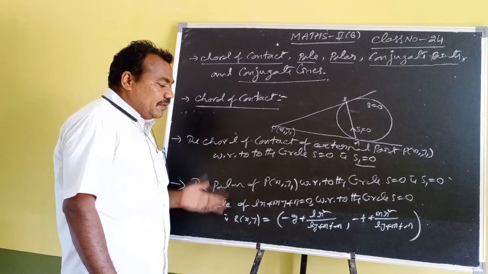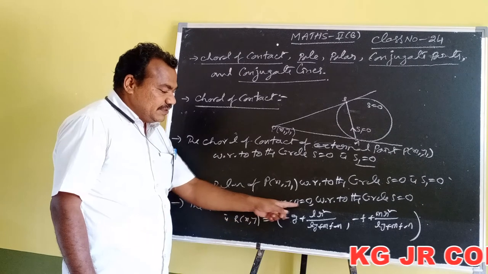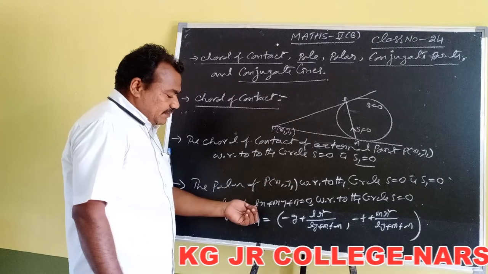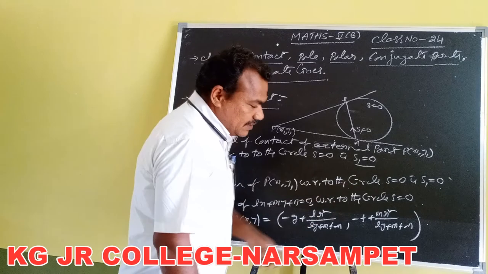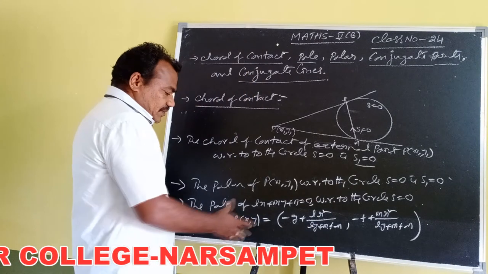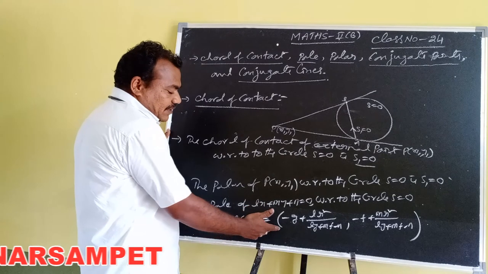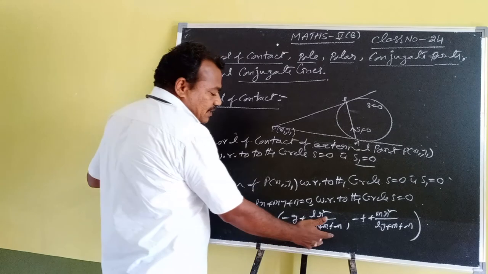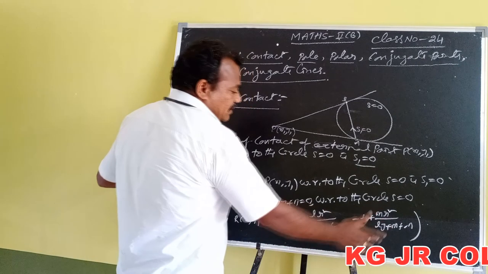And the pole coordinates: if a line lx + my + n = 0 is the polar, then the pole of the polar lx + my + n = 0 with respect to the circle S = 0 is given by these coordinates. The pole R(x, y) is (-g + lr²/(lg + mf - n), -f + mr²/(lg + mf - n)).